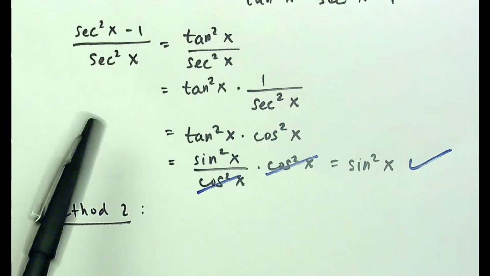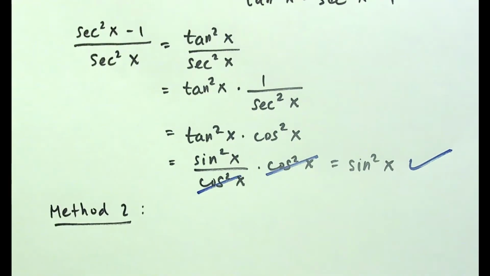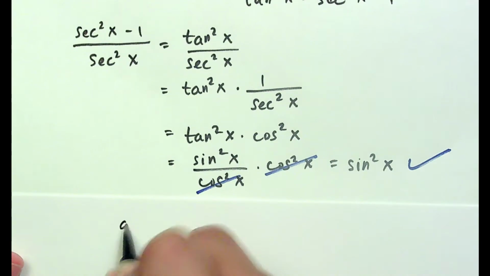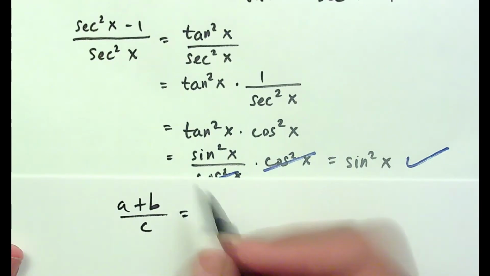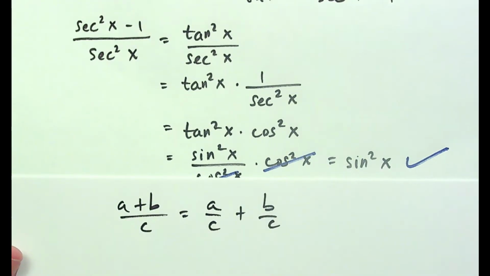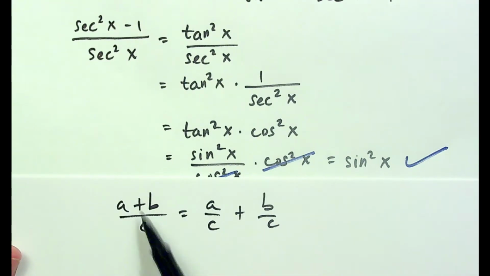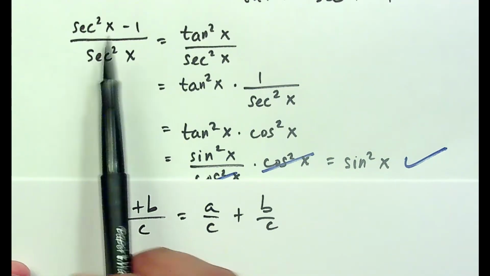Well, because the bottom is actually only one term, we could split that up into two pieces. Remember that when the bottom of a fraction is only one term, such as a plus b over c, you can split that up and say this is a over c plus b over c. That's another way we could do it, because the bottom is one single term here. We could split that up.